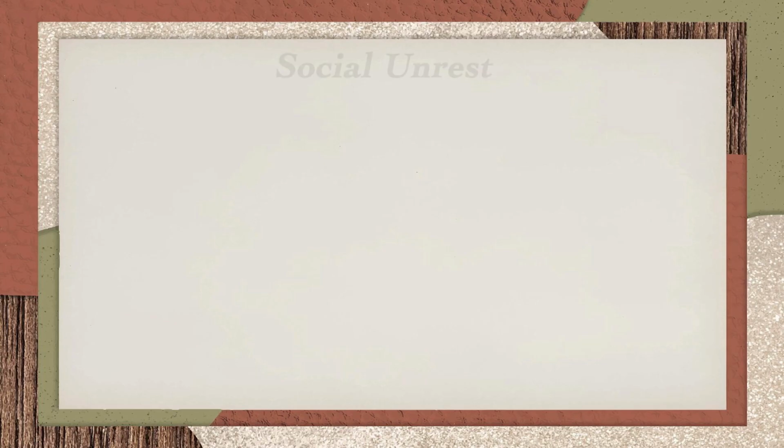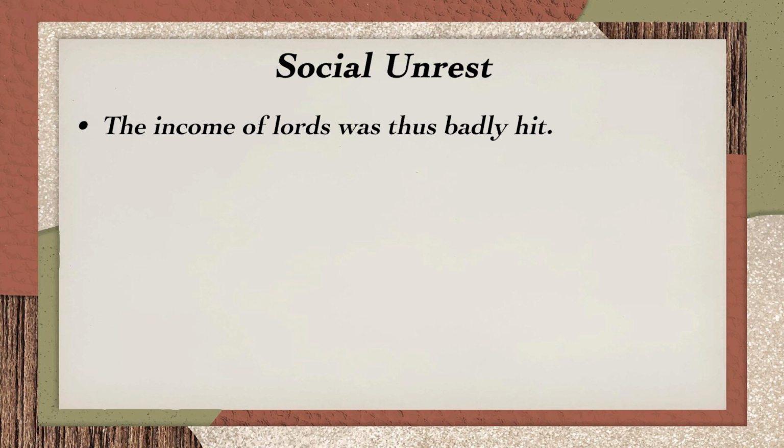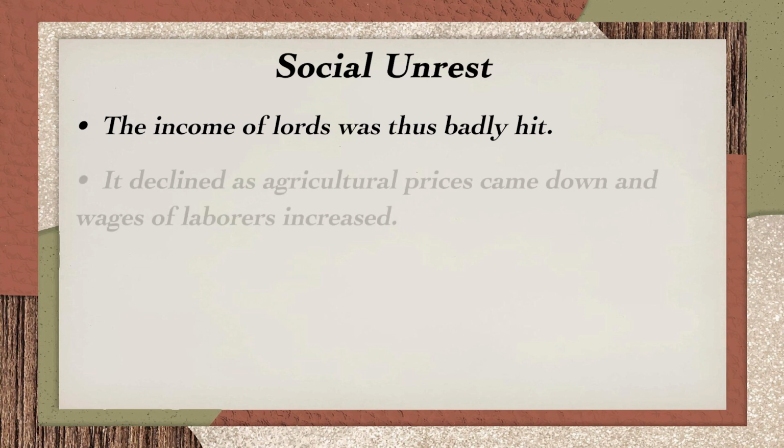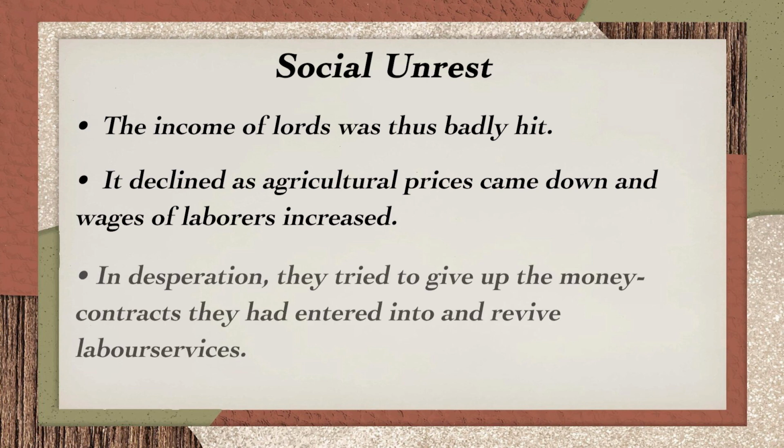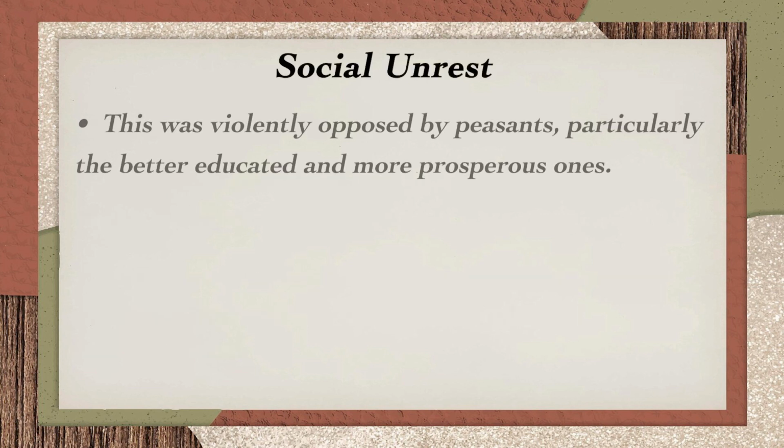Now, dear students, we will know about the social unrest caused by the crisis of the 14th century. Social unrest. The income of lords was thus badly hit. It declined as agricultural prices came down and wages of laborers increased. In desperation, they tried to give up the money contracts they had entered into and revive labor services. This was violently opposed by peasants, particularly the better educated and more prosperous ones.